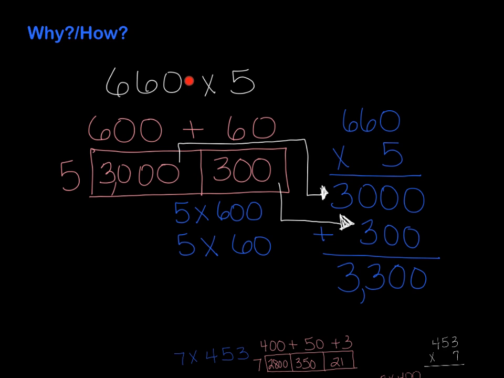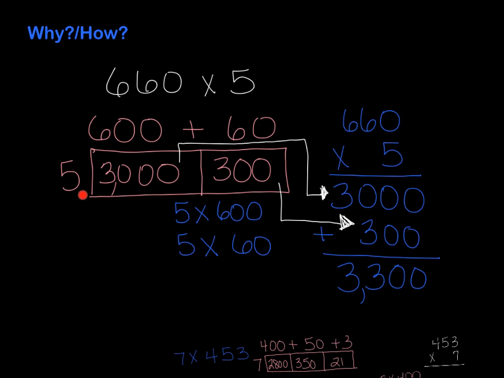I can take this 660 and take it apart and turn it into 600 plus 60, and I'm still going to take it times 5. I'm going to place my answers in a rectangle and divide that rectangle in half, because I made 660 into two different numbers, so my rectangle has two sections. So basically I'm going to use my extended multiplication, and I'm going to multiply 5 times 6, which gives me 30, and then I'm going to place my zeros back in my answer, which gives me 3,000.